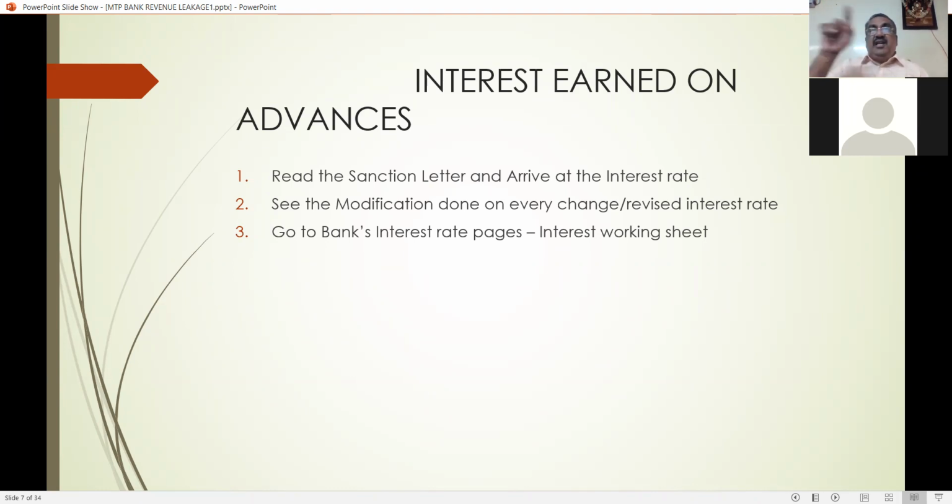They charge on the daily balance. You will get a list. So you can ask for the interest working sheet. A few bankers say it is an interest working sheet, and some bankers say interest rate pages. So you can ask.